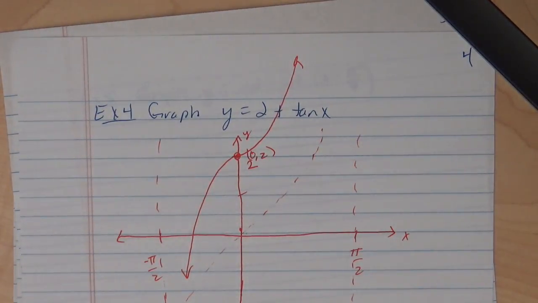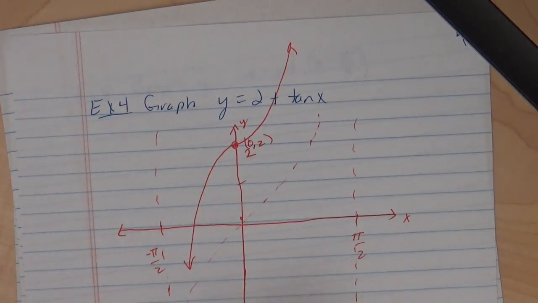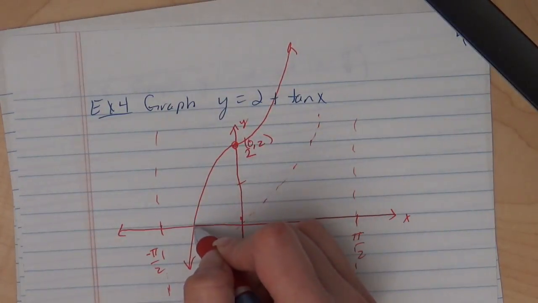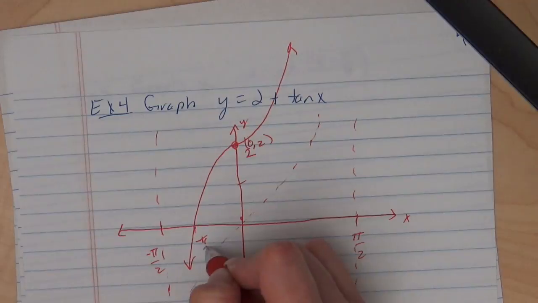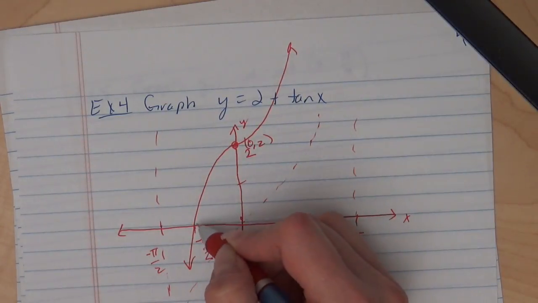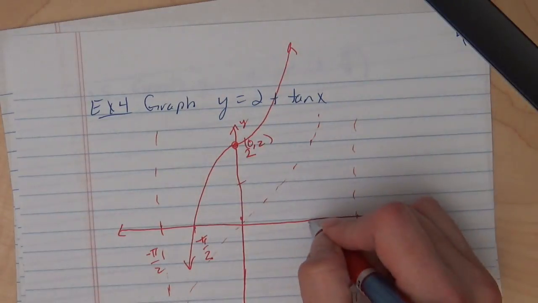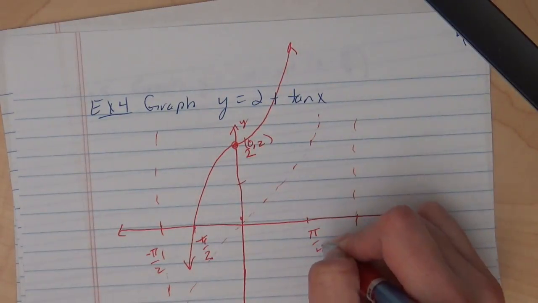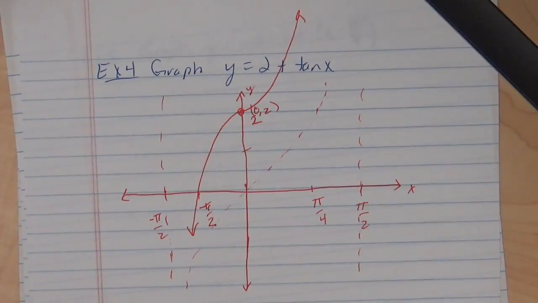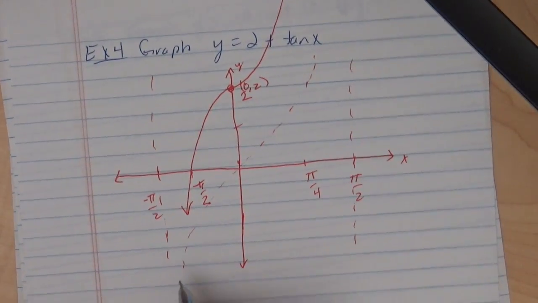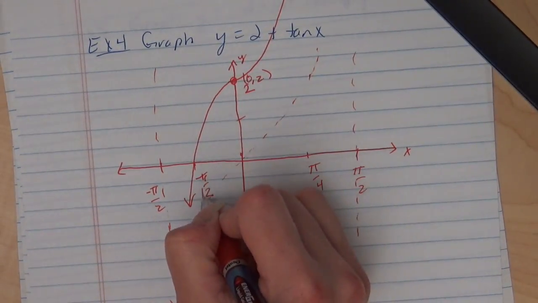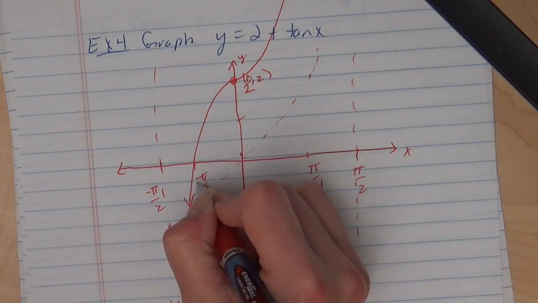And of course, it's not hard to find more points if you wanted to fill out your table for this. Oh, and I forgot to label this. This will be negative pi over 4 for the halfway mark, and then this will be positive pi over 4 over here. So if we put in negative, sorry, this negative pi over 4.